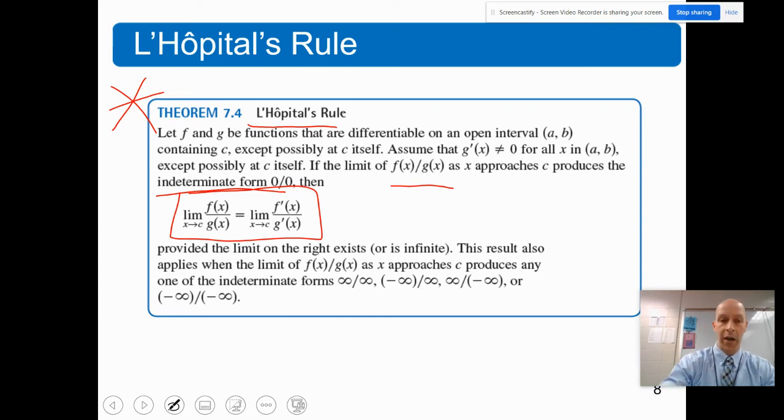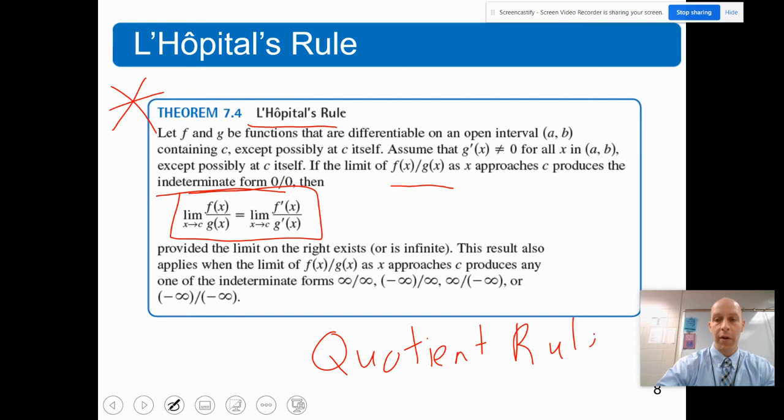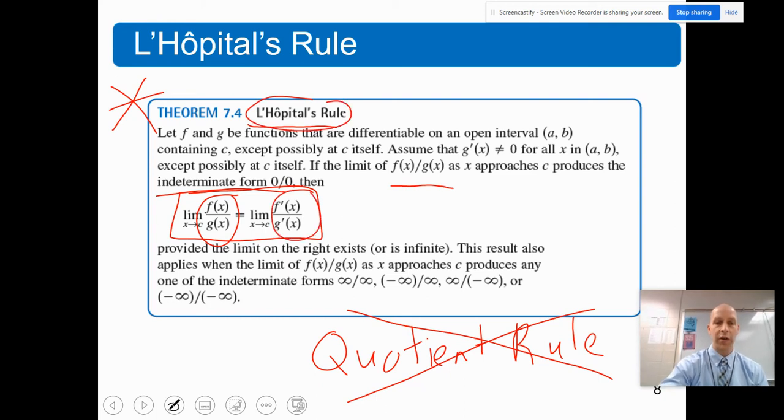Now, let me make sure I make a note. This is not the quotient rule. I hate to even bring this up right now, but if you remember the quotient rule, low d high minus high d low over low low, this is not that. If we have a quotient of functions and we're using L'Hopital's rule, then we do the derivative of the top function over the derivative of the bottom function, and we do that limit. This is not the quotient rule for differentiation.